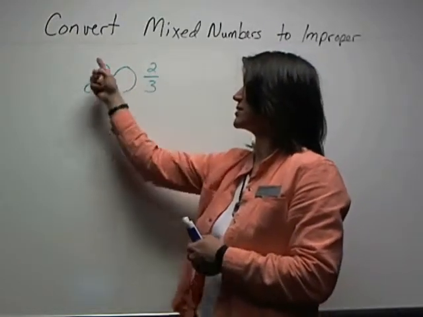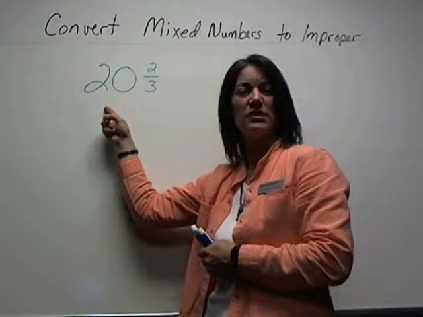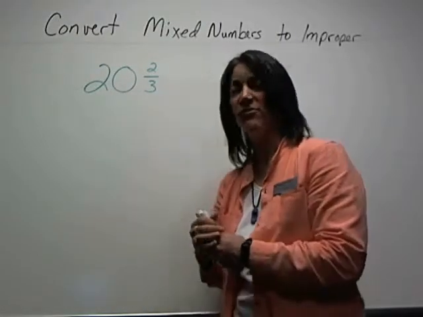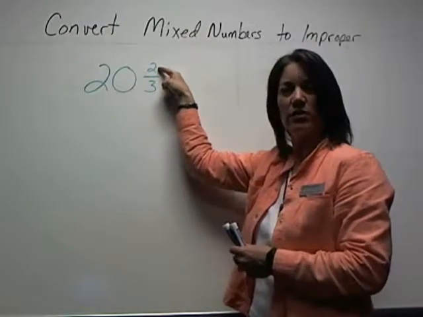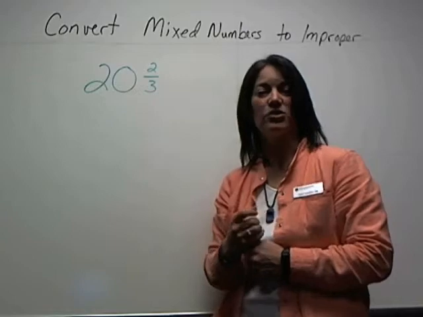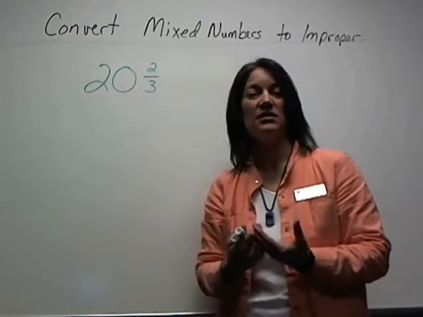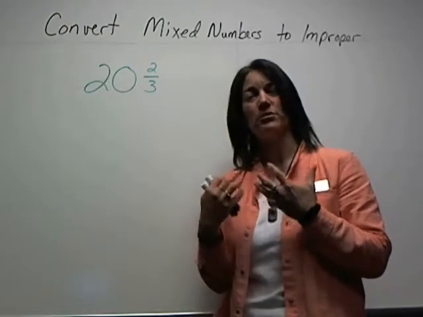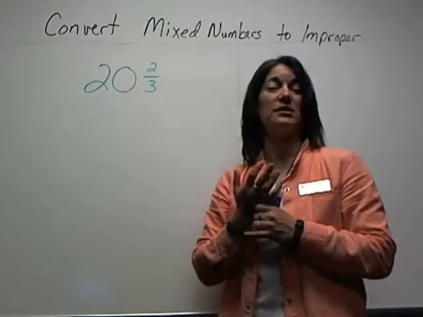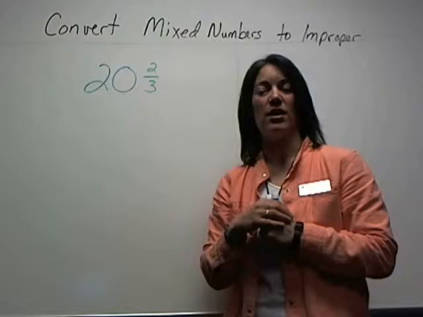This is a mixed number because it's a mixture of a whole number of 20 and a proper fraction of 2/3. A proper fraction has a numerator that's smaller than the denominator. An improper fraction, im is our prefix meaning not, it's like in, but because proper starts with a p, we change the n to an m so it flows better. That's why it's improper, it means that it's not proper.